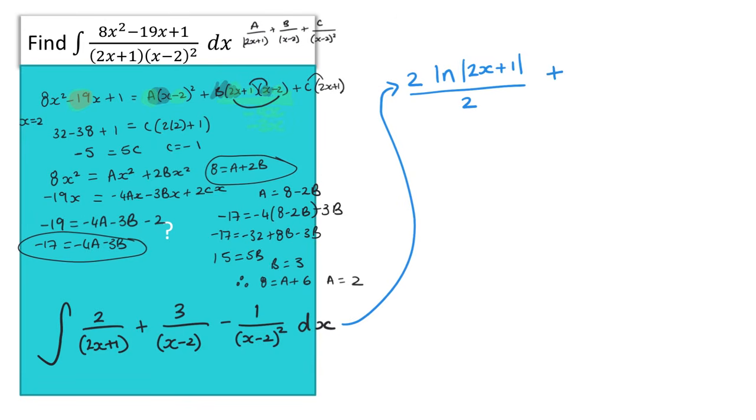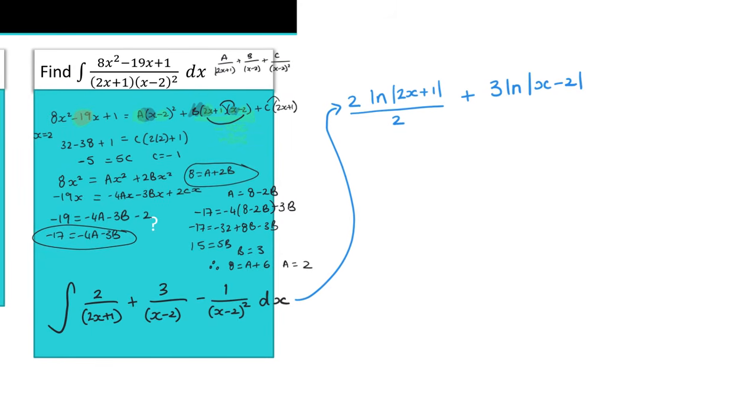We're going to get plus 3 ln of x minus 2. Brilliant. Okay, and then the next one? Minus. Who said ln? Guys, we only have a ln. People just get carried away. Remember, this is only if it's to the power of 1.